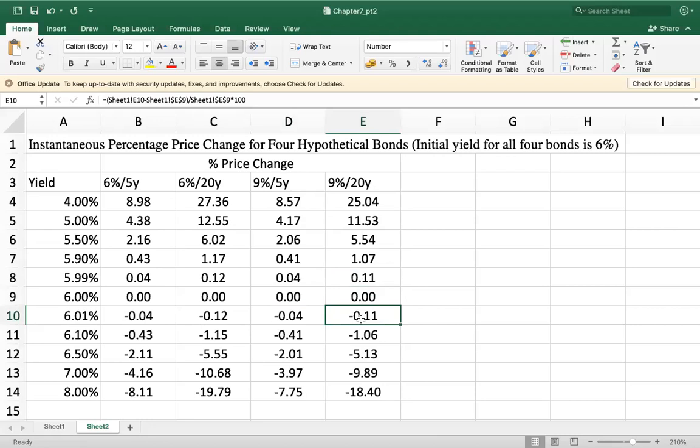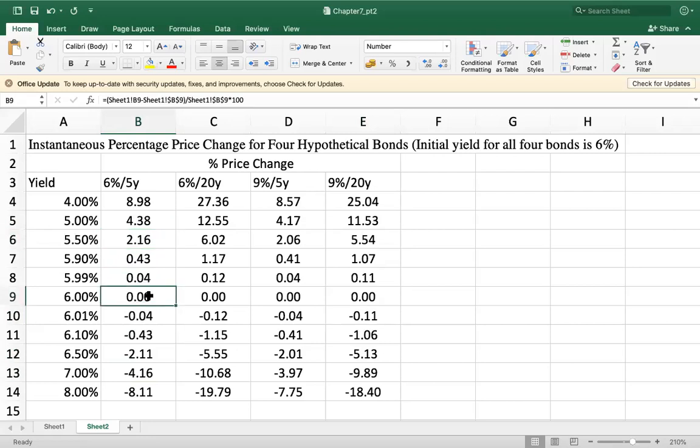Property number 3 is that for large changes in yield, the percentage price change is not the same. And property number 4 is that the percentage price increase is greater than the percentage price decrease. So for the large changes, for example from 6.5 to 7, or equivalently from 5.5 to 5, you can see the percentage price changes. Or sorry, if I consider 6 to 6.5, this is minus 2.1 and this is 2.16.